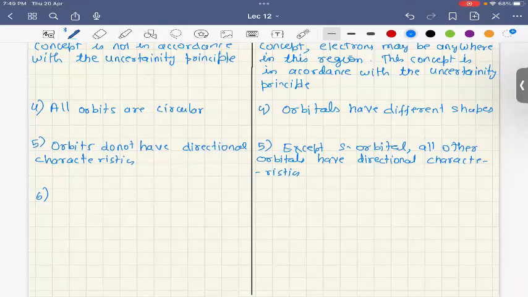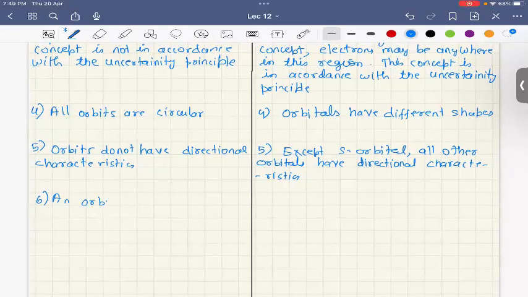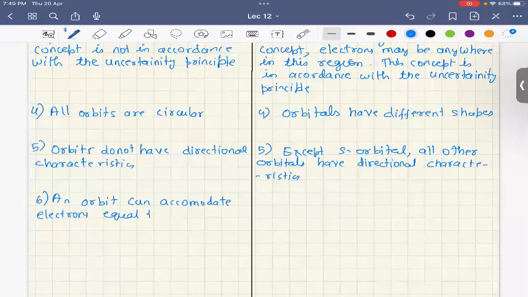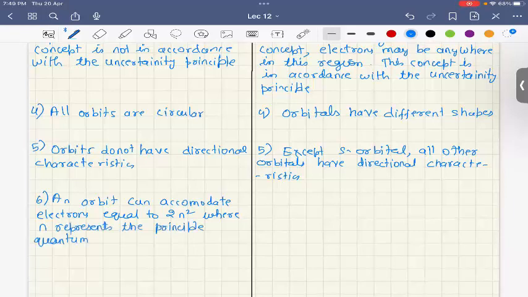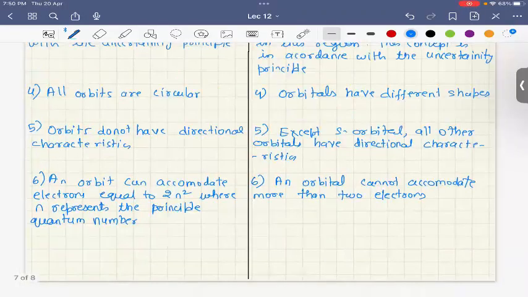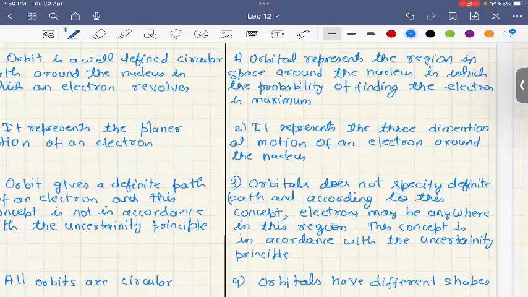the principal quantum number, whereas an orbital cannot accommodate more than 2 electrons, right? An orbit, as we are going to study, can accommodate electrons equal to 2n square, where n represents the principal quantum number, and an orbital cannot accommodate more than 2 electrons, right? So these are the differences between an orbit and an orbital, right?